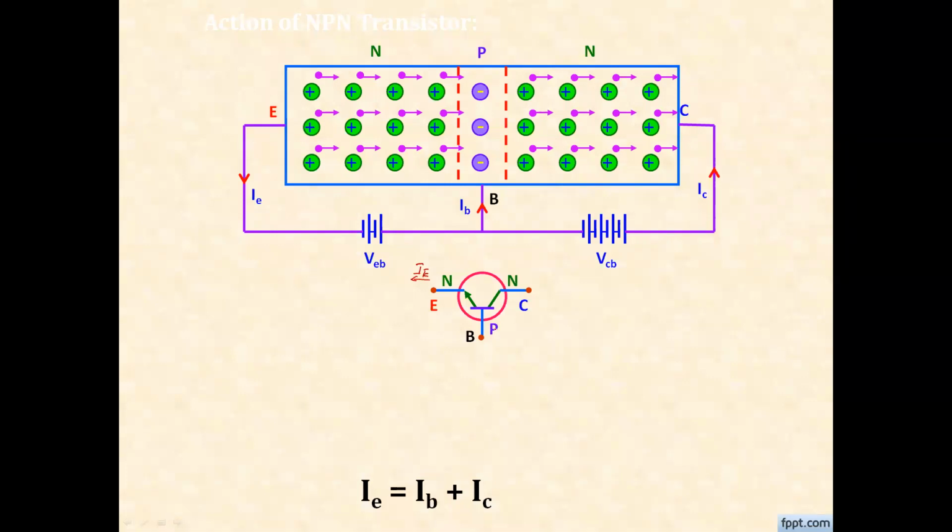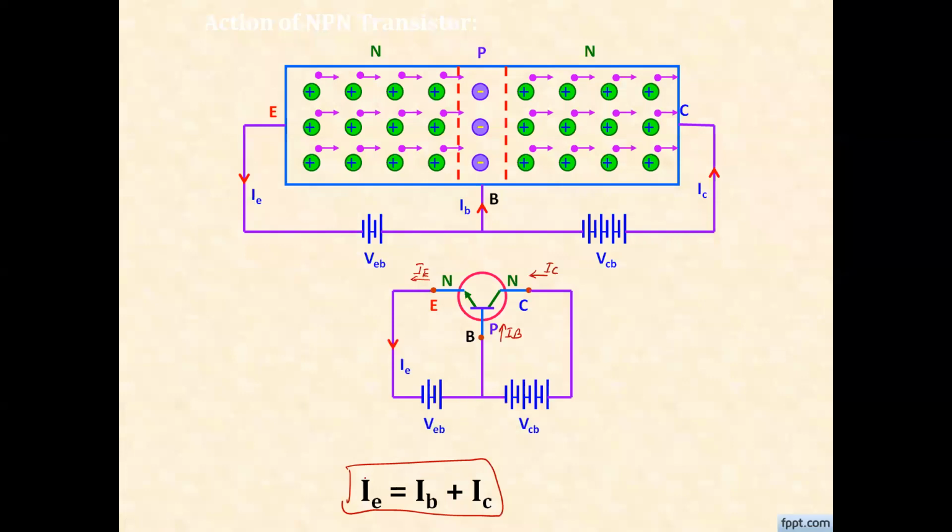And if that emitter current is the outgoing current, then definitely the base current and the collector current are the incoming currents, so we have this equation: emitter current is equal to base current plus collector current. Now see that. So this is the action of a transistor for the NPN type of transistor here.